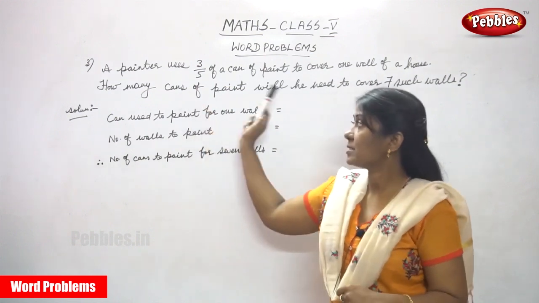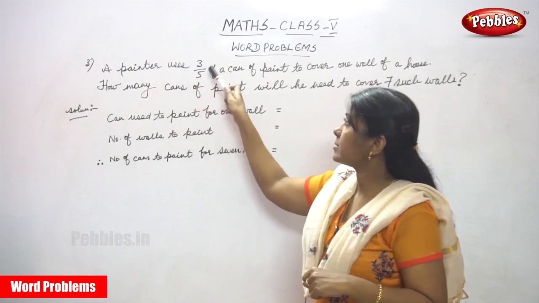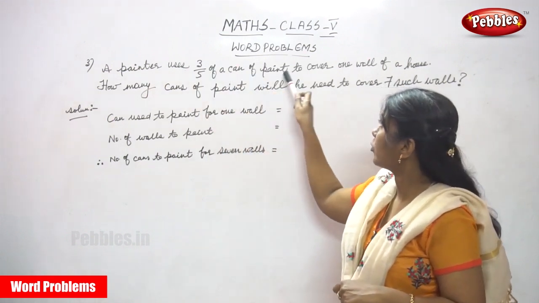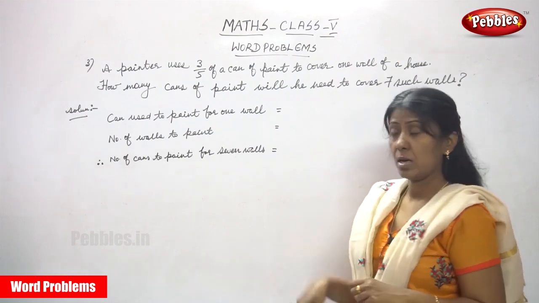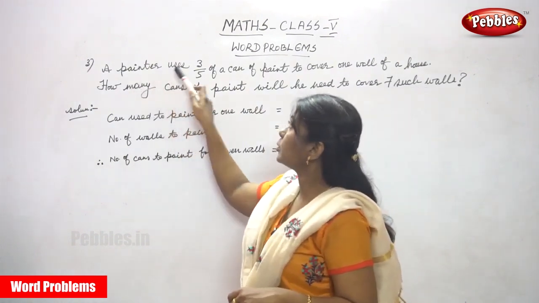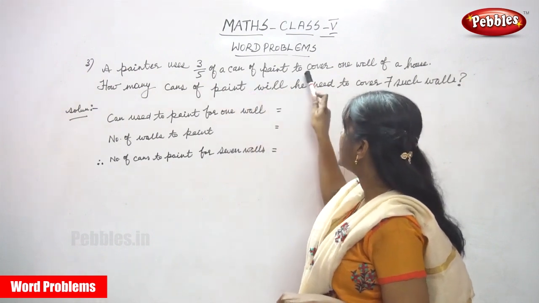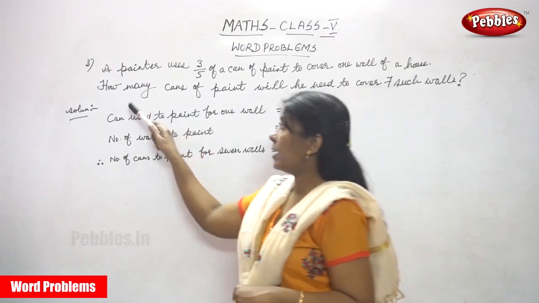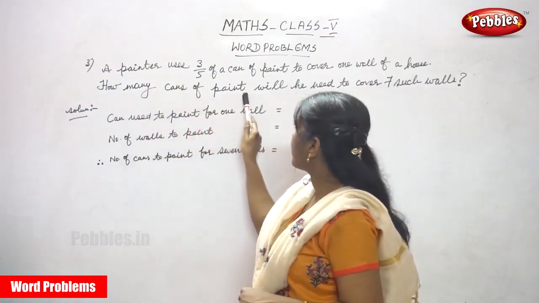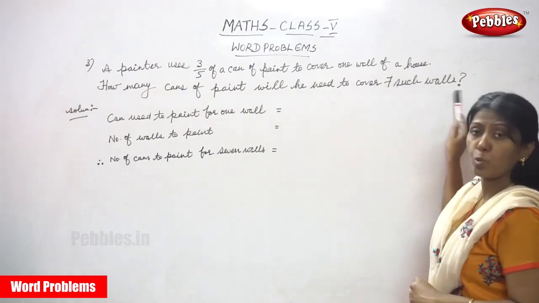Look at the question. Now we are going to solve the third sum. A painter uses 3 by 5 of a can of paint to cover one wall of a house. Next, how many cans of paint will he need to cover 7 such walls?